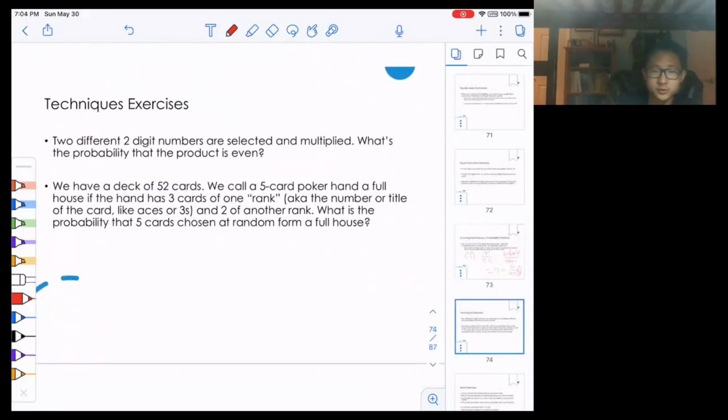All right, so I have 2 practice problems here. I'll give you a few moments to do these. If you have any questions, you can message me.